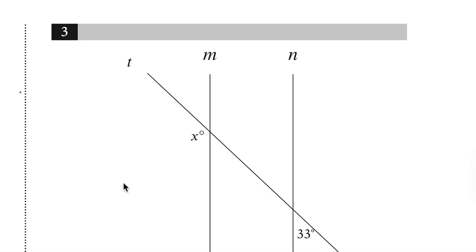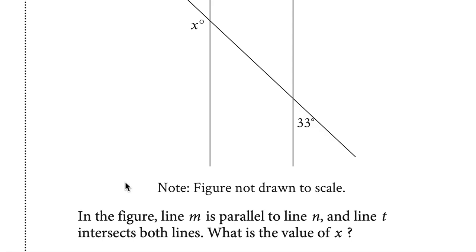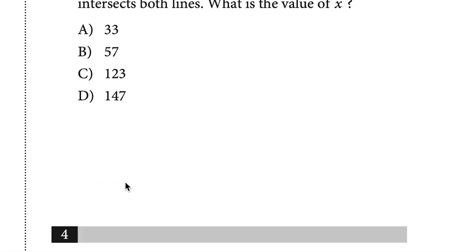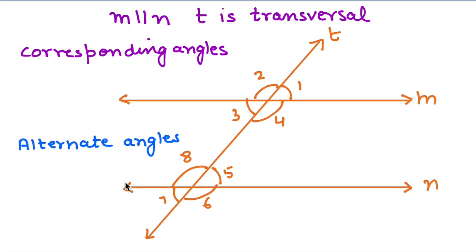Question 3, Bundle 8, Module 2. In this figure, line M is parallel to line N and line T intersects both lines. Before solving this question, let's recall all the properties of parallel lines. M is parallel to N and T is the transversal here.